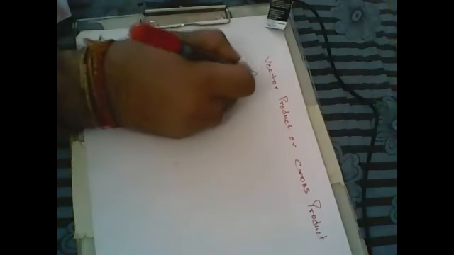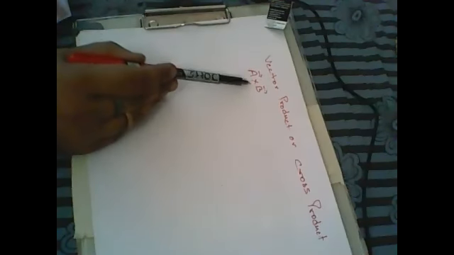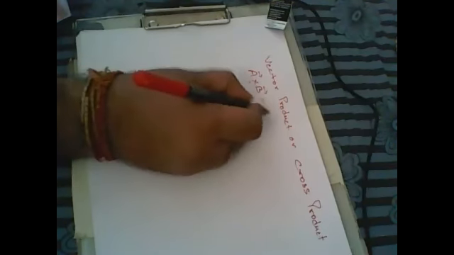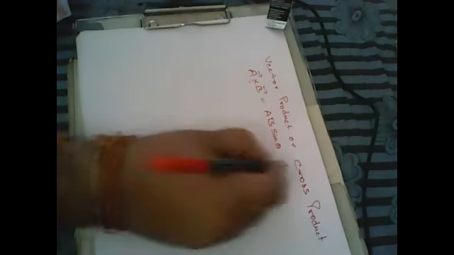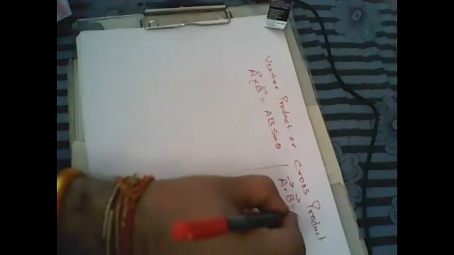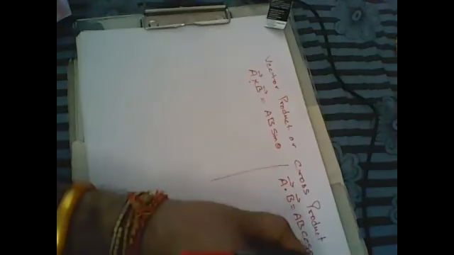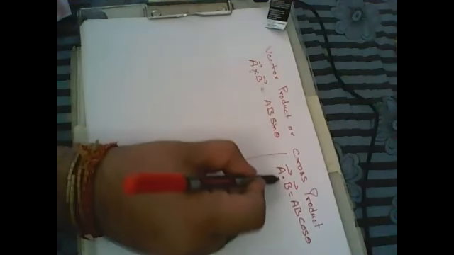Our topic is vector product and cross product. Suppose we have two vectors, A vector and B vector. Now A vector cross B vector is equal to AB sin theta. On the contrary, the dot product, A vector dot B vector, is equal to AB cos theta. So over here, dot is replaced by cross and cos theta is replaced by sin theta.